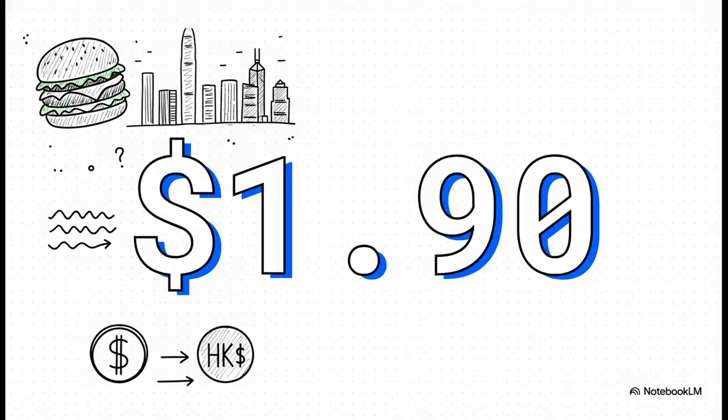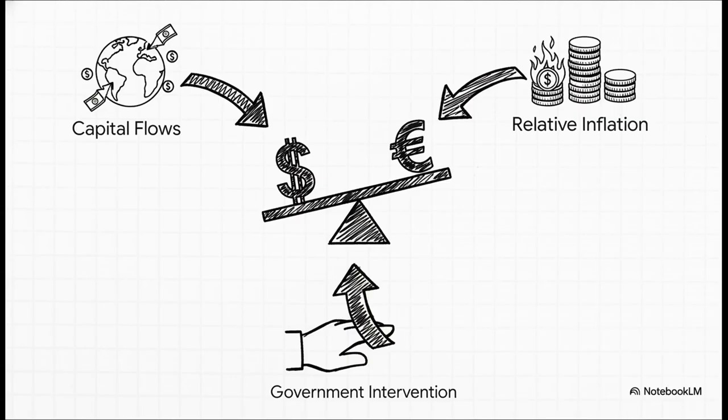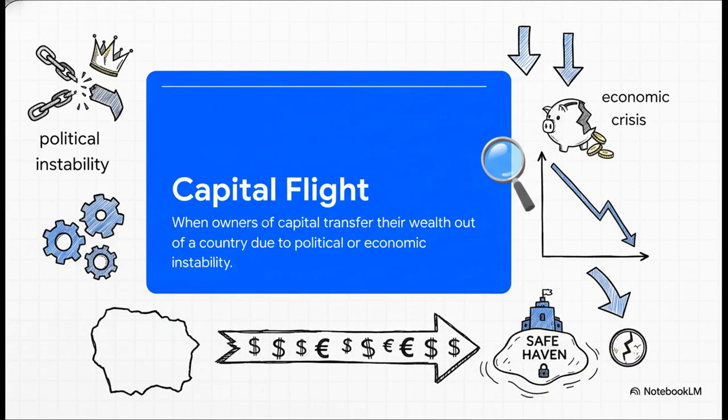Why? Well, PPP doesn't account for a lot of local costs, things like labor, rent, taxes, import duties. All that stuff gets baked into the final price of that burger. So, PPP is a pretty good guide for the long-term trend, but it doesn't really explain why currency markets are so volatile day to day. In the short term, there are other, much more powerful forces pushing and pulling on those exchange rates. And three of the absolute biggest drivers you need to know about are capital flows, relative inflation rates, and good old government intervention. Let's talk about capital flows.